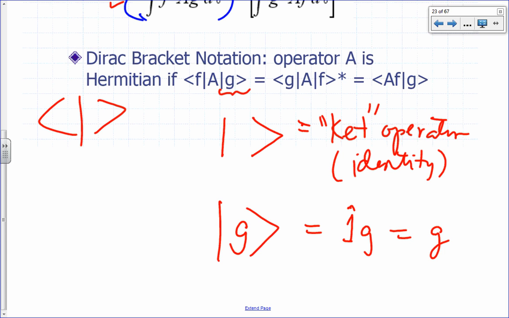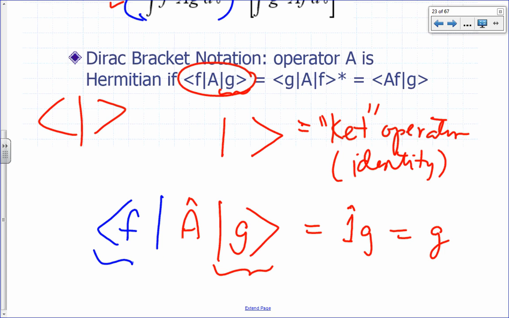Okay? So imagine this as a series of 3 operators. You do a ket operator on G, and then you apply operator A on the result. And then you apply the third operator. Our third operator here is the bra F operator. So this is the bra operator.